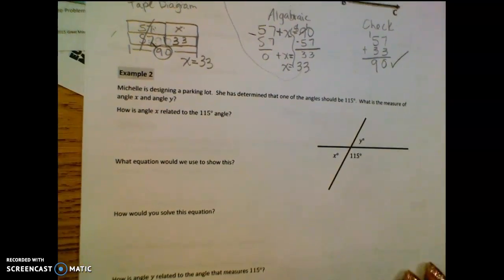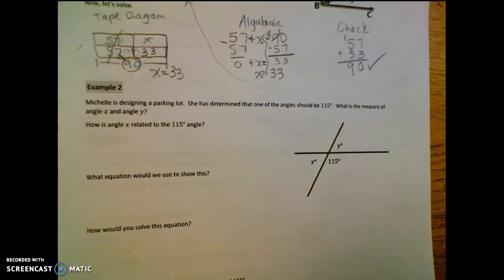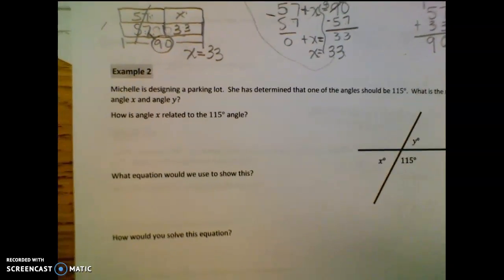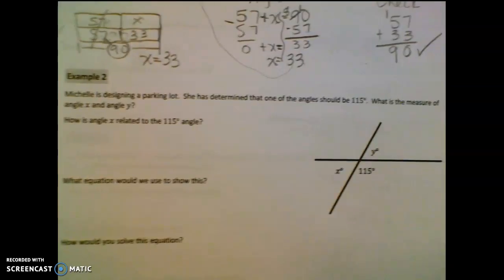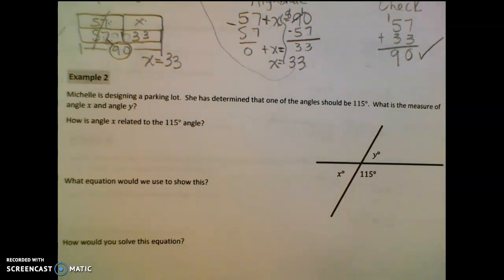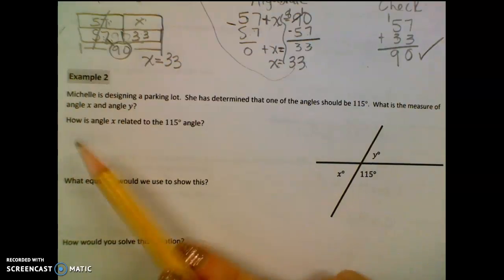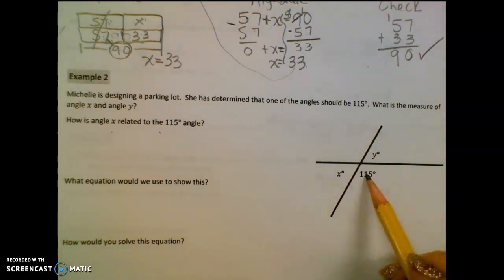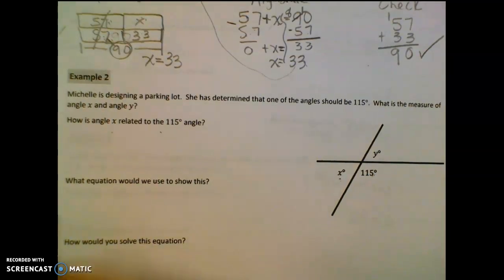So now let's try example 2. Michelle is designing a parking lot. She has determined that one of the angles should be 115 degrees. What is the measure of angle x and y? So how is angle x related to the 115 angle? Well, right here, x and 115 together need to be 180.